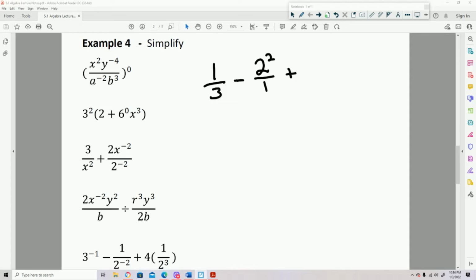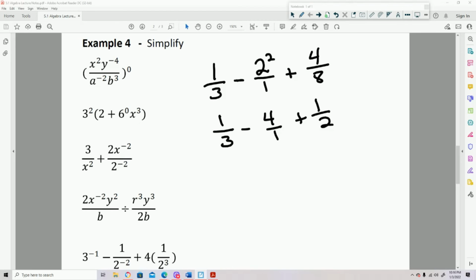There's no negative exponent. We're just going to multiply 4 times 1 over 2 to the 3rd power, and we're going to evaluate this. So I should get 4 over 2 to the 3rd power, which should be 8. 2 times 2 is 4, times 2 is 8. And that's equal to 1/2. Okay, so let's simplify this a little further: 1/3 minus 4 over 1 plus 1 over 2.